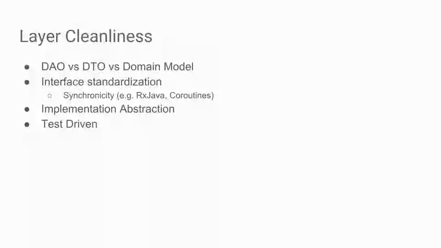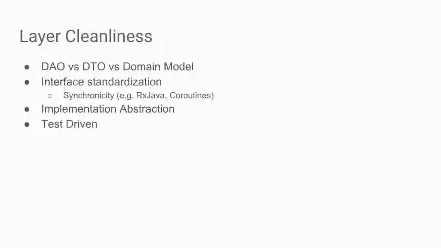So DAO, if you use Room, you kind of already know it. It's the objects or the defined models that you're going to be using whenever you access your local data. So that could be a file. The file object is a DAO, or in Room, they specifically annotate them as @Dao.